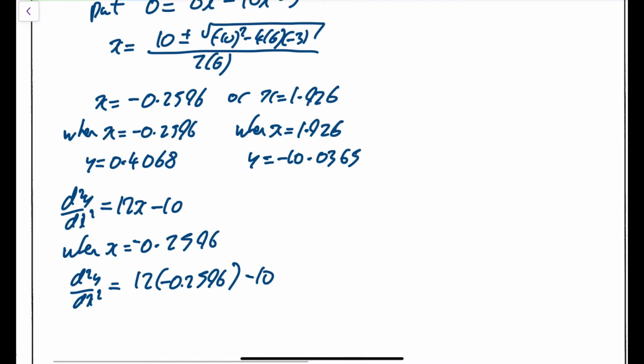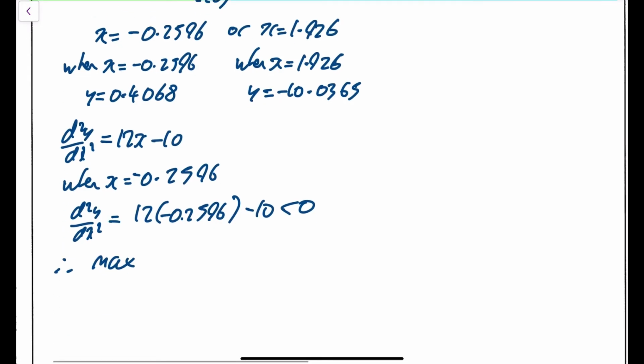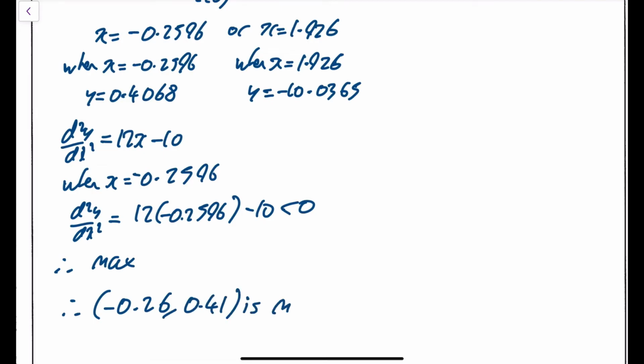You can see both those things are negative, so that's less than 0. Therefore, it's a maximum, and I would just say what the point was. So therefore, to two decimal places, (-0.26, 0.41) is a maximum turning point.